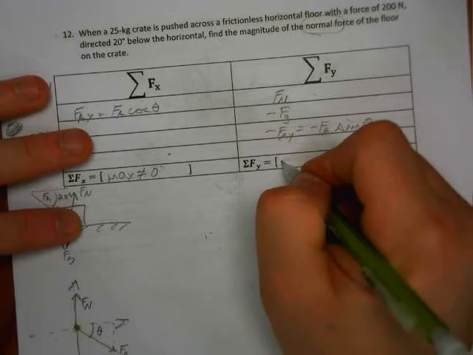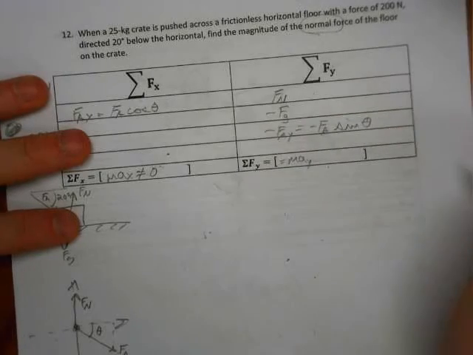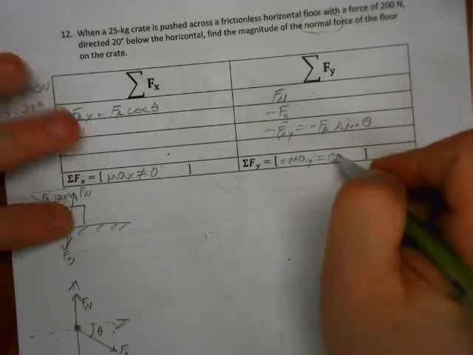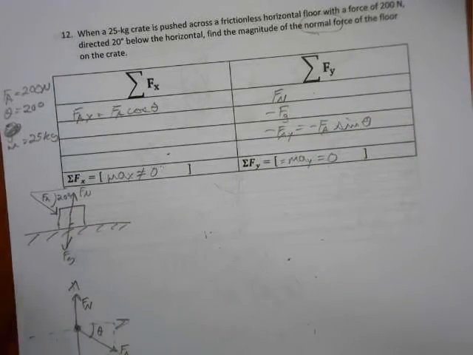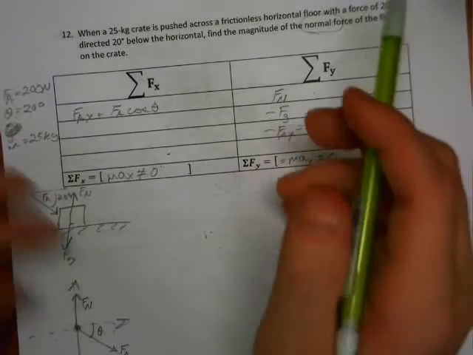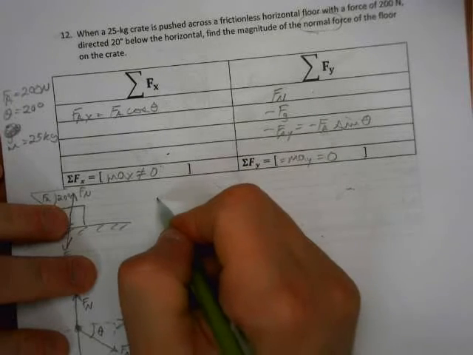And this equals mass times acceleration in the y direction, which does in fact have to equal 0 because the object, the crate here, is not floating or sinking. All the forces sum to 0. So let us do that.